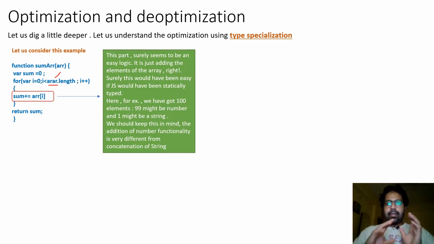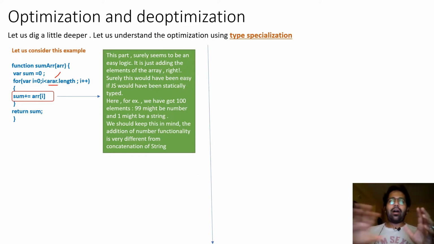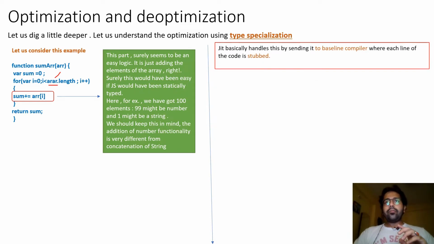Even if the array is allowed to contain strings and integers, the addition of integers and the concatenation of strings are two very different operations. So how does the compiler deal with it? The JIT basically deals with it by sending it to the baseline compiler, where each and every line of code is stubbed. Each and every line.